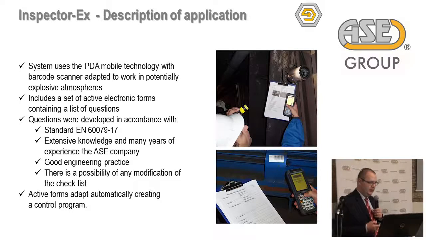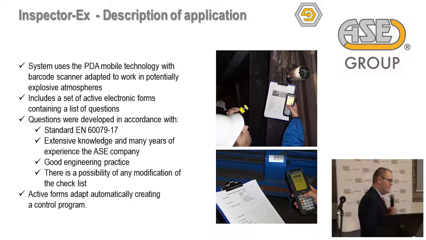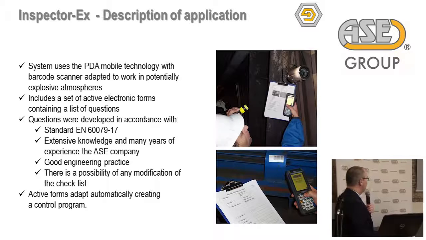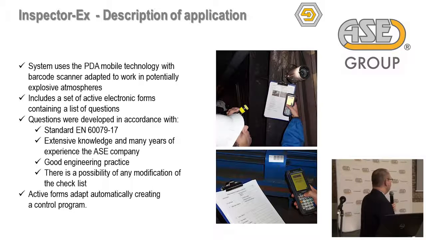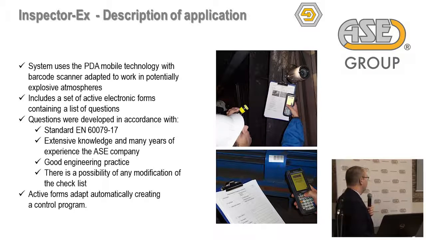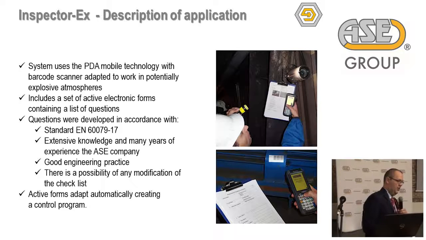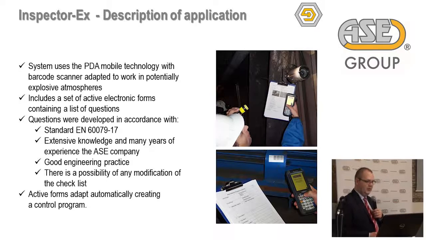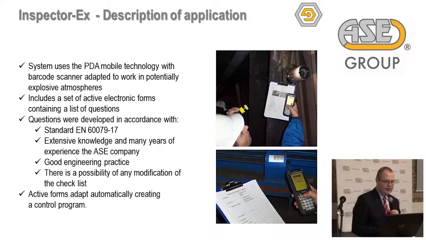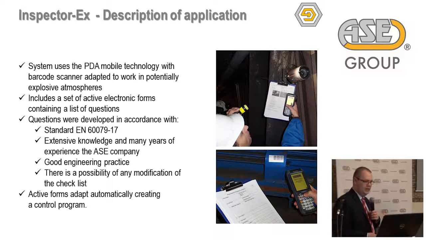What is important? The checklist and the questions were developed in accordance with the European standard 60079-17, and our knowledge, because we spent a lot of time and have big experience in Ex zones, general and equipment, also good engineering practice. And of course, it's possible to modify the checklists according to customer requirements. What is important, active forms adapt automatically, creating a control program for the devices.